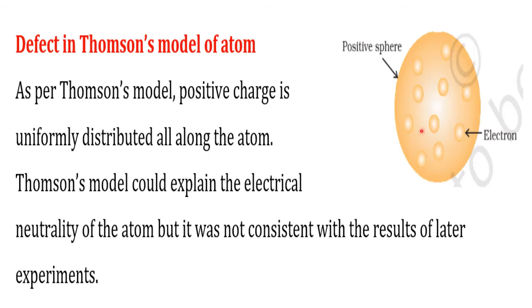Defect in Thomson's model. As per Thomson's model, the atom is full of positive charge and negatively charged electrons are embedded all along the positive charge, just like seeds in a watermelon fruit. So as per this model, positive charge is uniformly distributed all along the atom. Thomson's model could explain the electrical neutrality of the atom, but it was not consistent with the results of later experiments.